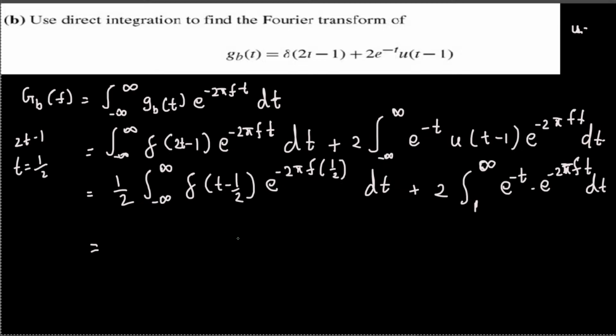Okay, so this is a constant. For the first one, the e power part is a constant, so we can move that to the front. E power minus 2 pi f times half, or you can just cut off this half and 2, so it just becomes e power pi f.